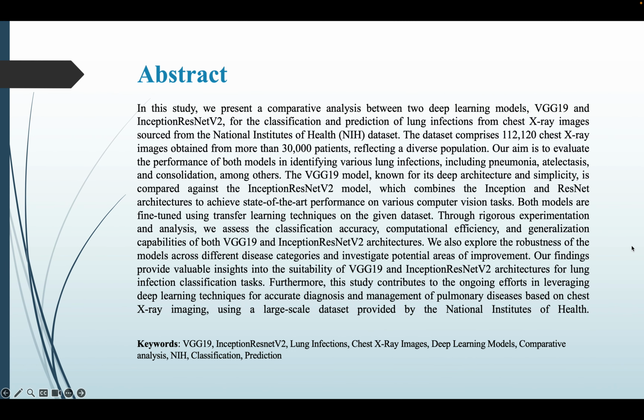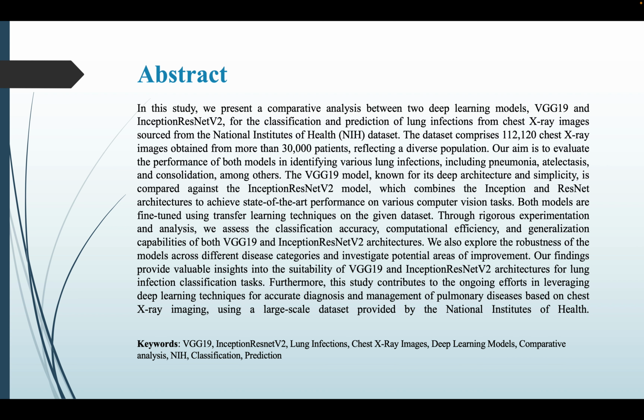So this is the abstract. In this study, we present a comparative analysis between two deep learning models, VGG19 and InceptionResNet V2, for the classification and prediction of lung infections from chest X-ray images sourced from the NIH dataset. As I already told you, the dataset contains more than 100,000 images from 30,000 patients. The VGG19 model, known for its deep architecture and simplicity, is compared against the InceptionResNet V2 model, which combines the Inception and ResNet architectures to achieve state-of-the-art performance on various computer vision tasks.